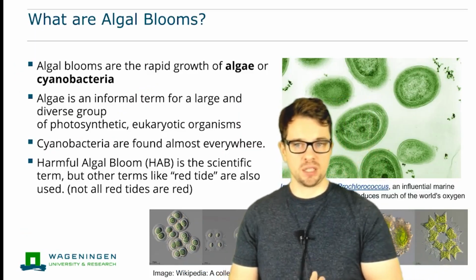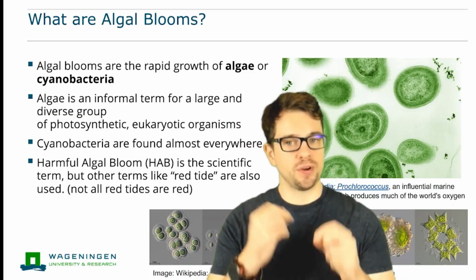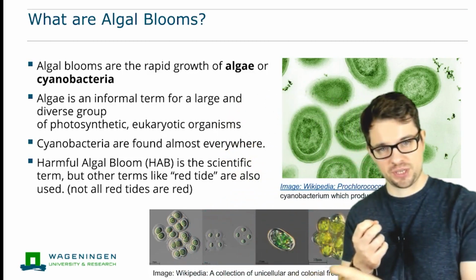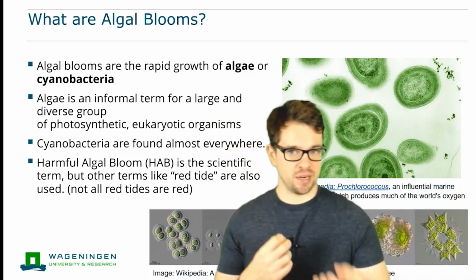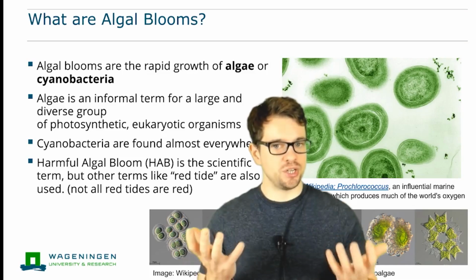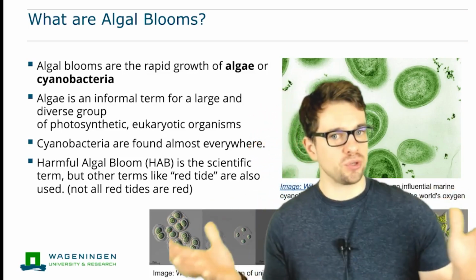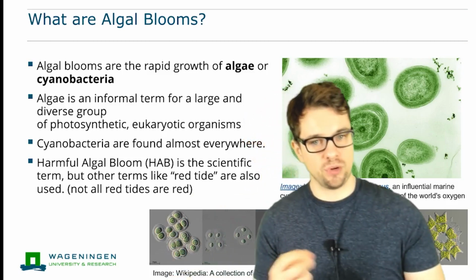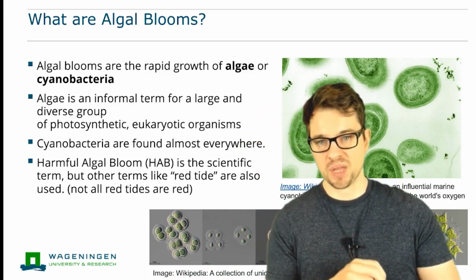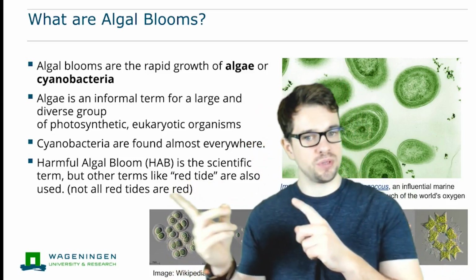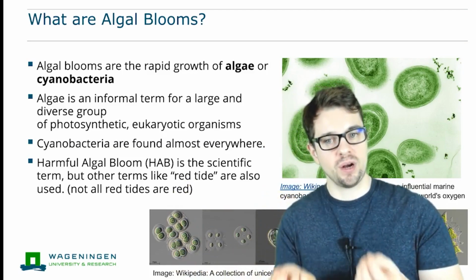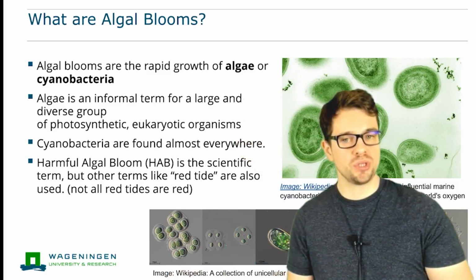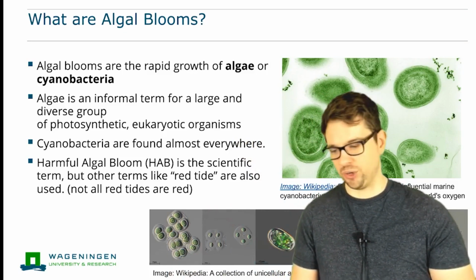So what are algal blooms in general? They are rapid growth of algae and cyanobacteria of various types. I have put some images here of different types of algae that can cause algal blooms. And algae is more like an informal term for a large and diverse group of photosynthetic eukaryotic organisms. The core part here is they all perform, or most of them perform, photosynthesis. And cyanobacteria are also found almost everywhere, and the harmful algal bloom term is more the scientific term, but other terms like red tide are also used, but not all red tides are red in general.